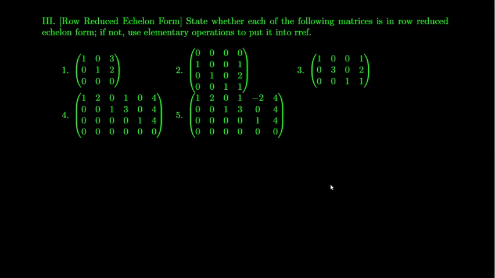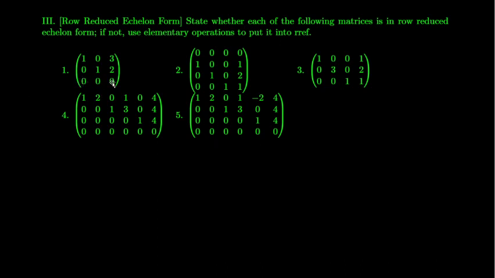Now look at the question. The first thing we do is determine if a given matrix is in row reduced echelon form. Now look at the matrix in question 1. Is the matrix in RREF? Is the matrix in row reduced echelon form?